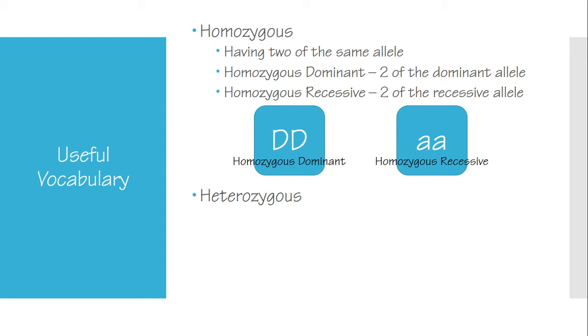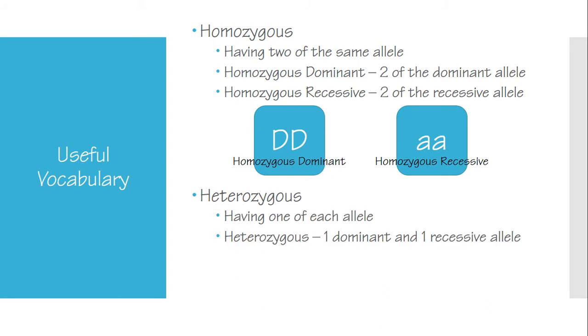I could also have an organism that's heterozygous. That means that the organism has one of each allele. So they have one dominant and one recessive allele. So let's look at an example. Here you see we have one capital T and one lowercase t. So that denotes that it is also heterozygous.